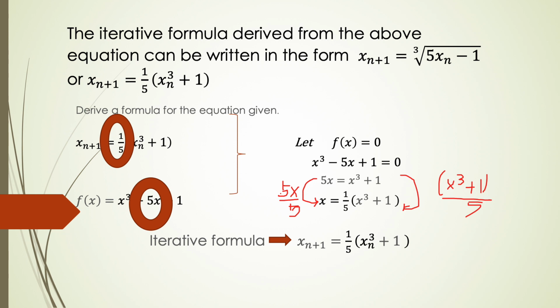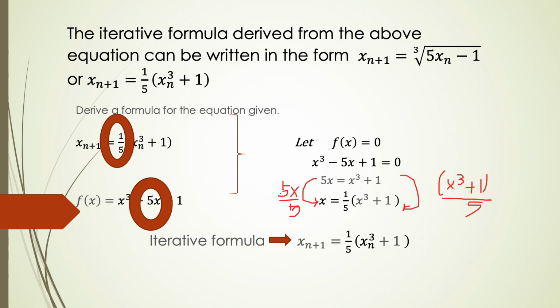So before we continue with the further working solution, we compare the equation to the iterative formula we want to derive. So they have a 1 over 5 outside the bracket. So I bring the 5x to the left hand side, and other than 5x, I bring it to the right hand side. So it becomes 5x equal to x to the power 3 plus 1.